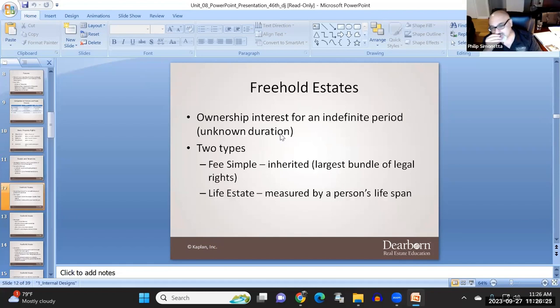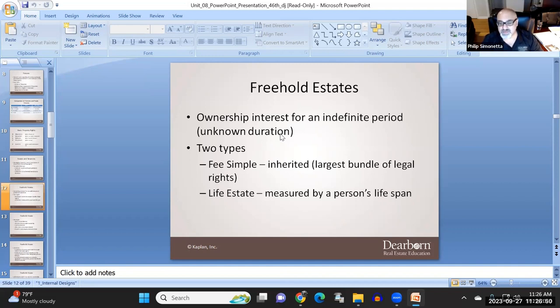Now, let's talk about the types of freehold estates. So you have freehold and leasehold. Now, there's different types of freehold estates that you can hold the property in. Okay? So the ownership of a freehold estate, remember, is ownership interest for an indefinite period, unknown duration, as long as they want it, right? And there's two types of freehold estates. You need to know these.